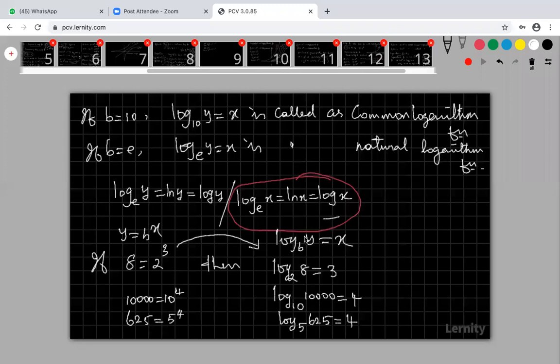Are you okay? Any other doubt? If you don't have any doubt, we'll move to the next one.